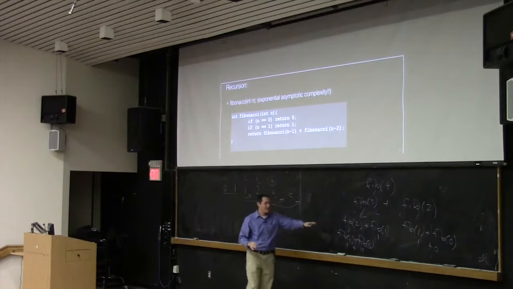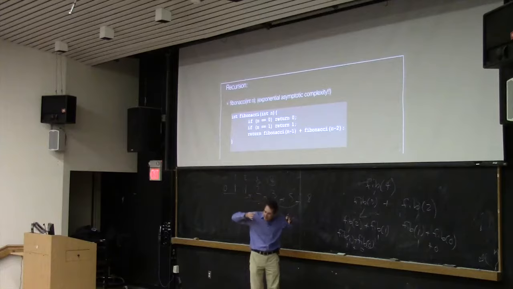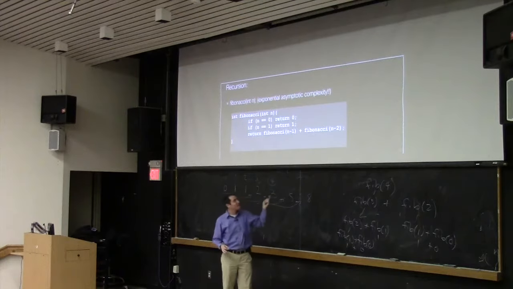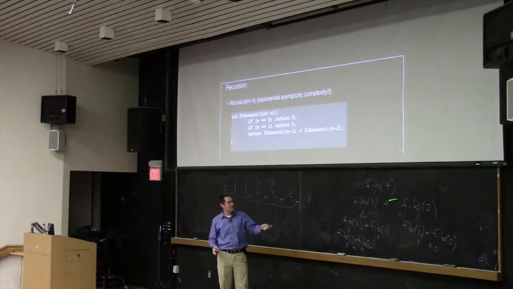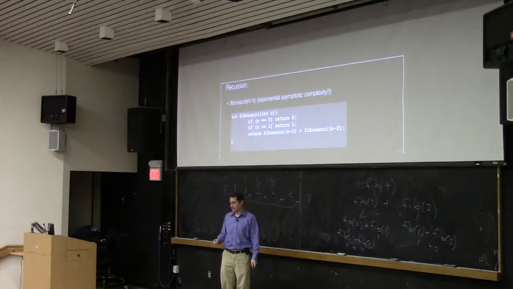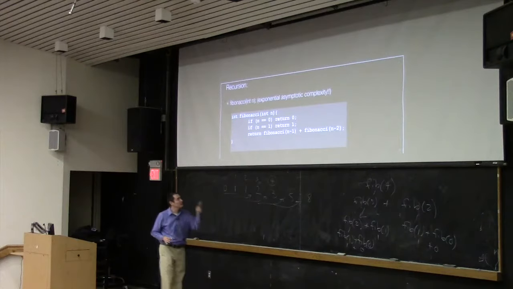And then if you keep doing this, you see how you've exponentially expanded this? And by the way, this function calculates Fibonacci of 2 here and here. It calculates Fibonacci of 1 here and here and here. Right? And so it's terribly inefficient. You would never really want to do this.